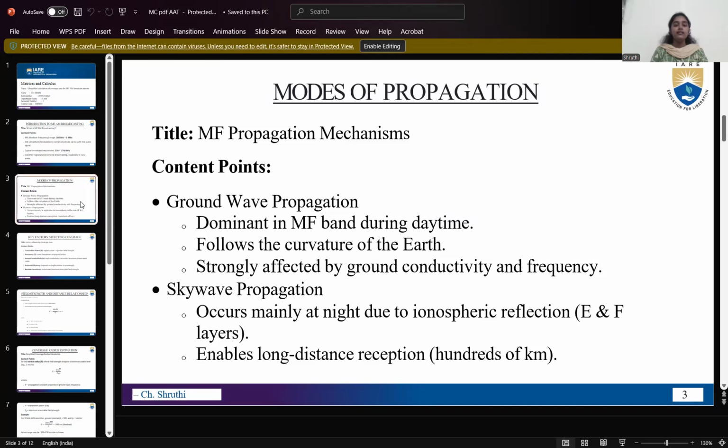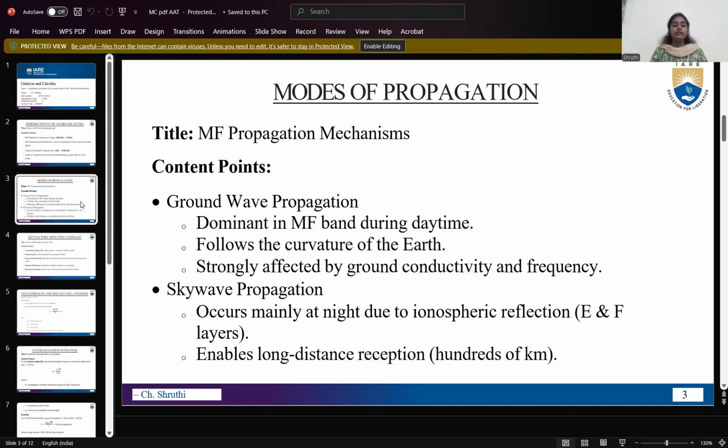Then the next slide is about the modes of propagation. MF propagation mechanisms. There are two types of MF propagation mechanisms: ground wave propagation and sky wave propagation. The ground wave propagation is dominant in the MF band during the daytime, follows the curvature of the earth, and is strongly affected by the ground conductivity and the frequency.